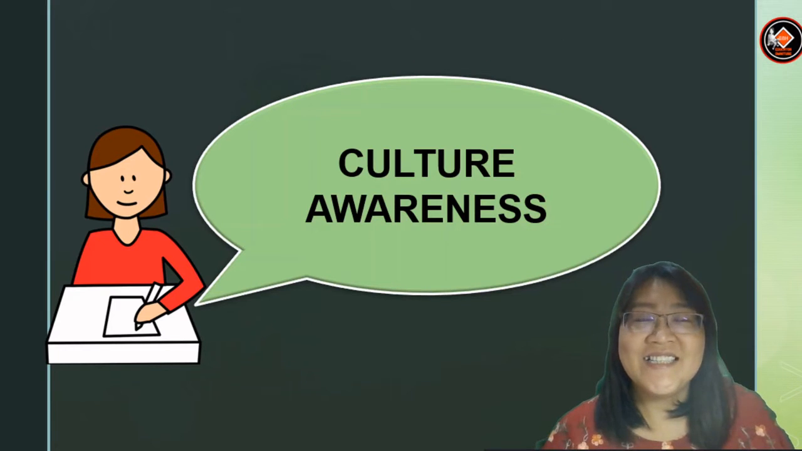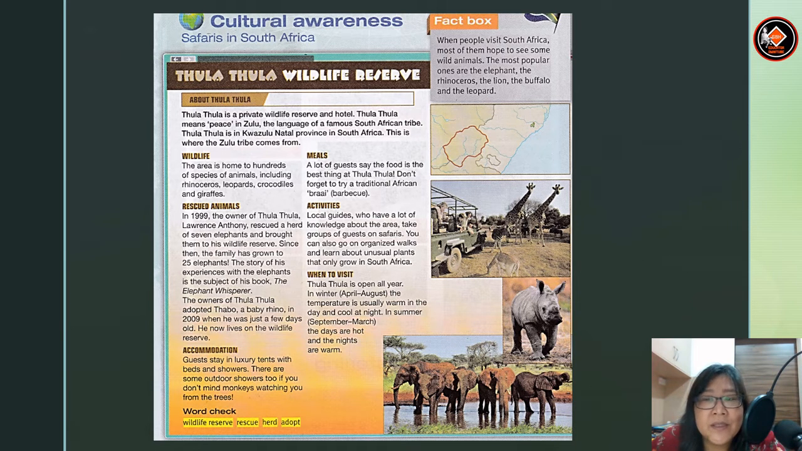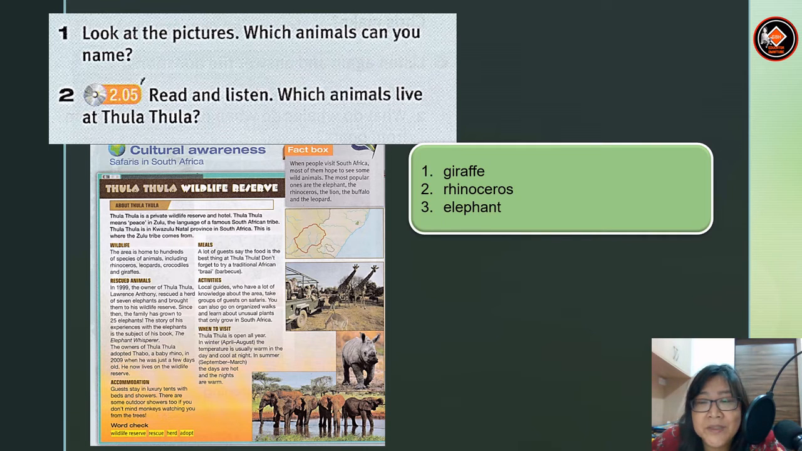The next lesson is cultural awareness. Dear students, for cultural awareness, you are going to read about safaris in South Africa. Look at the pictures. Which animal can you name? So in the pictures, maybe you can see giraffe, you can see also rhinoceros, and you can see elephant. Now read and listen. Which animals live at Tula Tula?